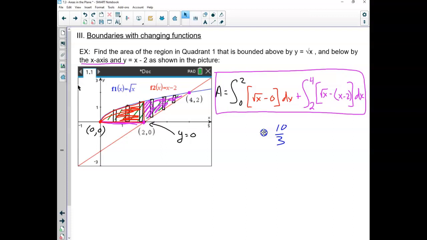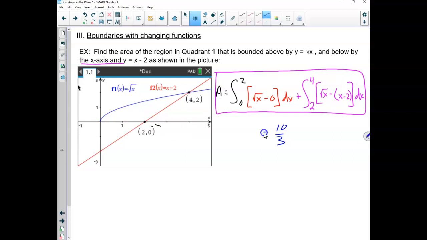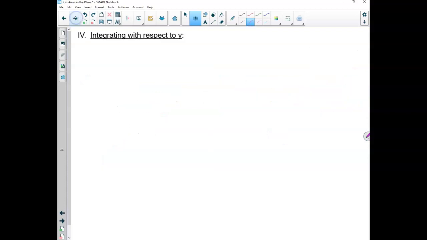So that's the way to do it. However, I can change the orientation of this problem, which we will do here shortly. I can change the orientation of this problem, and I can make it so all my rectangles are the same, and I can orient horizontal rectangles, all right? And that's what we're going to do here in a second.